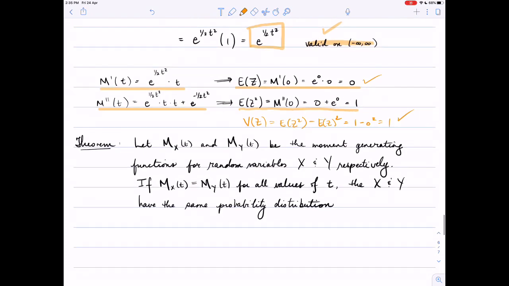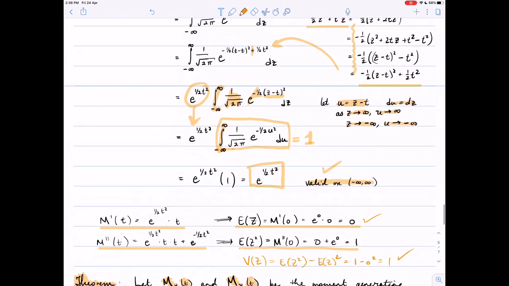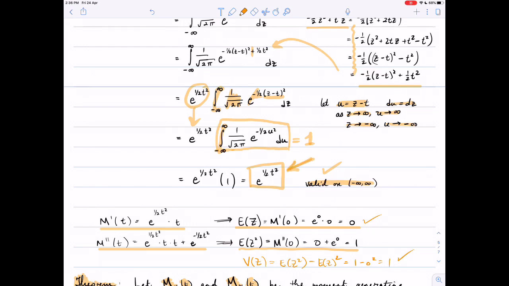Why does it matter? This theorem is going to be very important for when we start talking next lesson about more than one random variable at the same time. So let's let m sub x of t and m sub y of t be moment generating functions for two different random variables, x and y respectively. Then this is a very powerful result, and its proof is actually quite difficult. So we will not even attempt to do so here, but this is a powerful theorem. If the moment generating functions are equal for all values of t, then x and y have the same probability distribution. So what that means is, if something pops up that has this moment generating function, then we know it can only be a standard normal random variable.